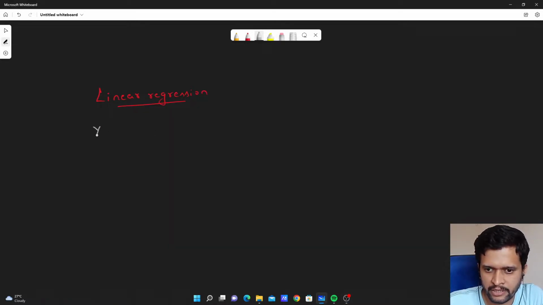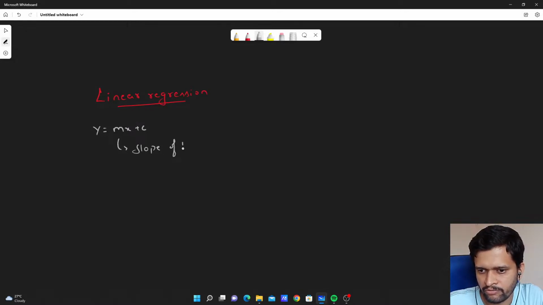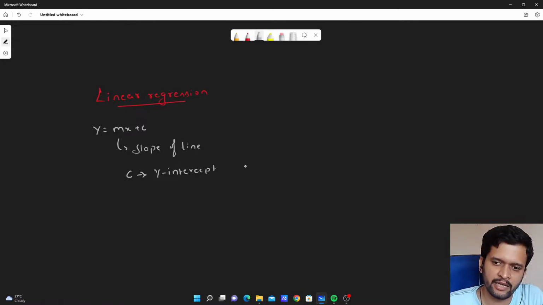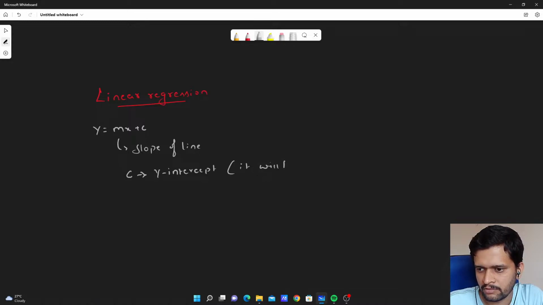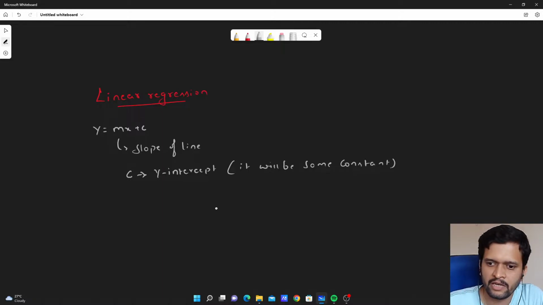The equation of a straight line is y is equal to mx plus c. Here m stands for the slope of the line, and c is the y-intercept. In any straight line equation, it will be some constant. And how does the straight line look?